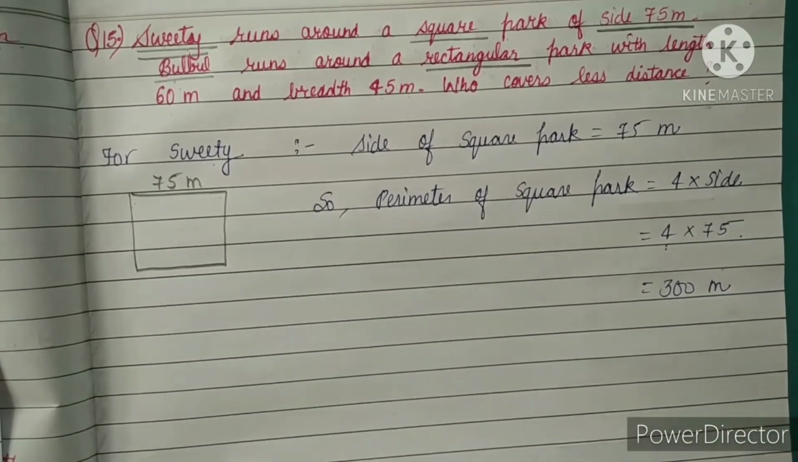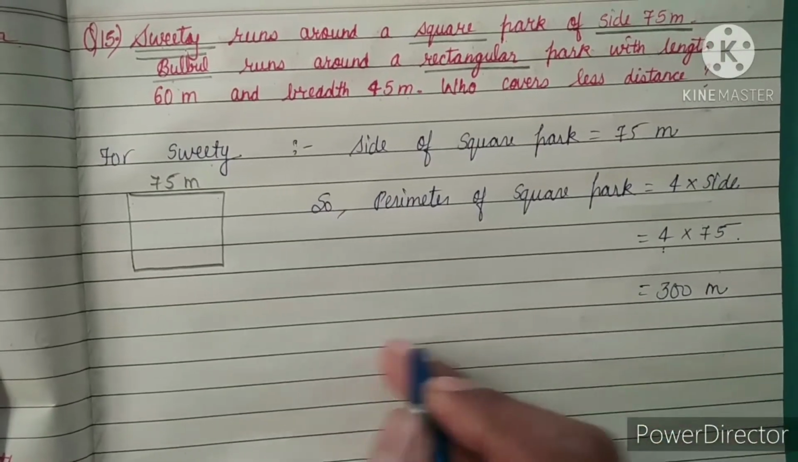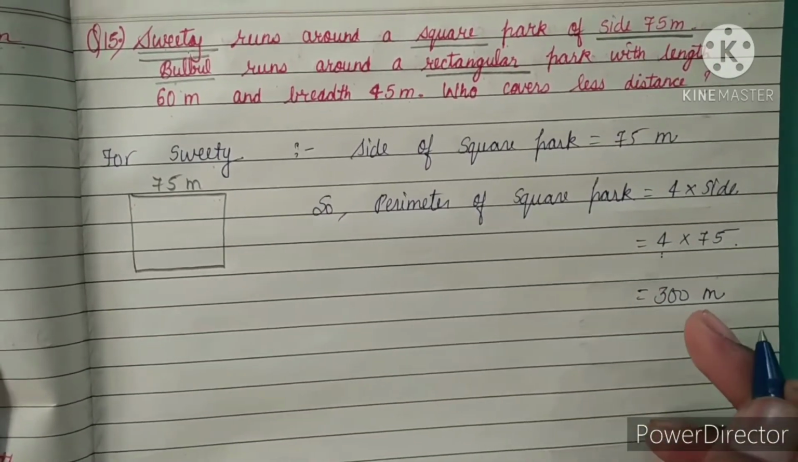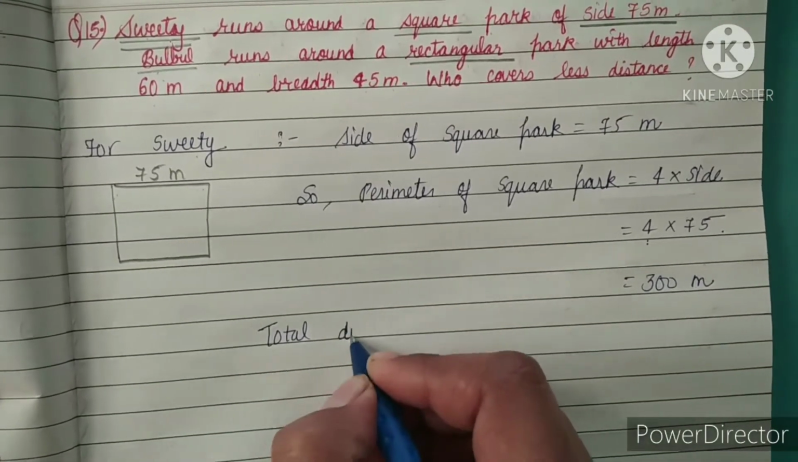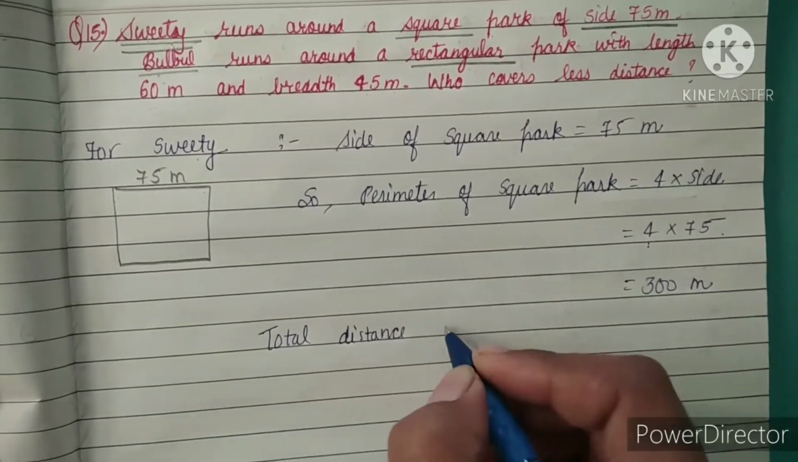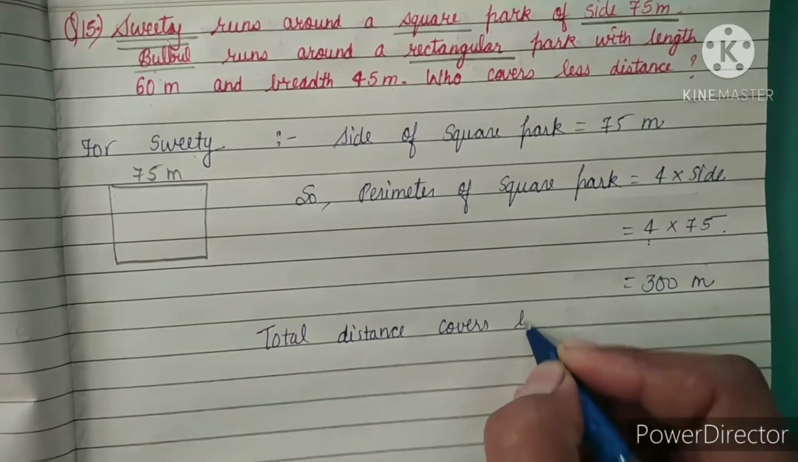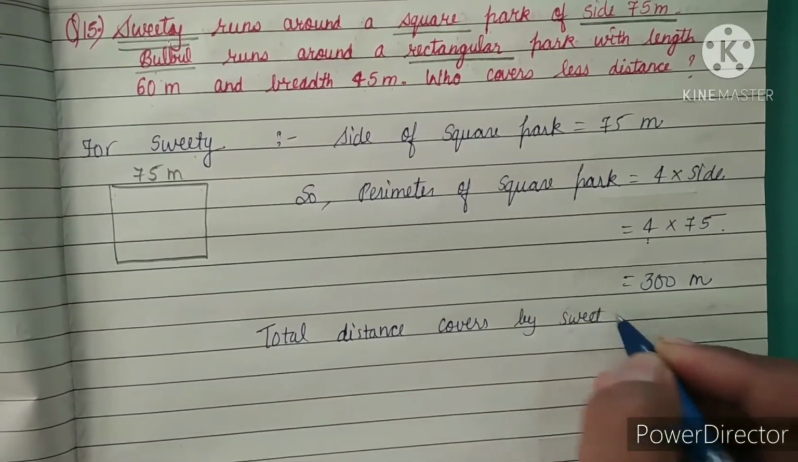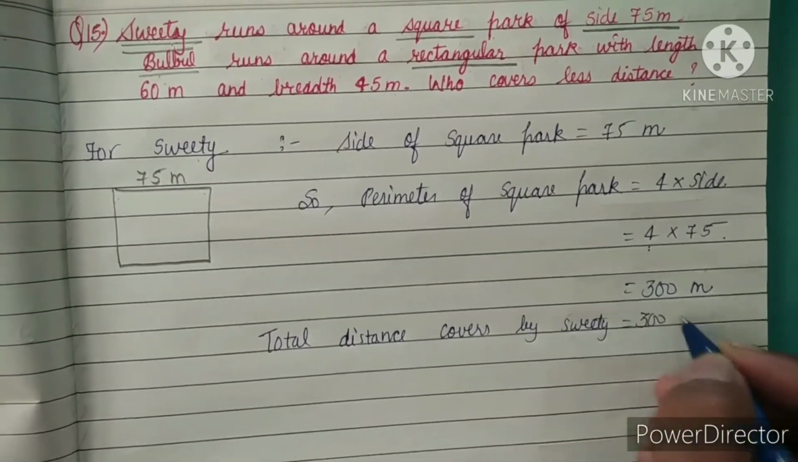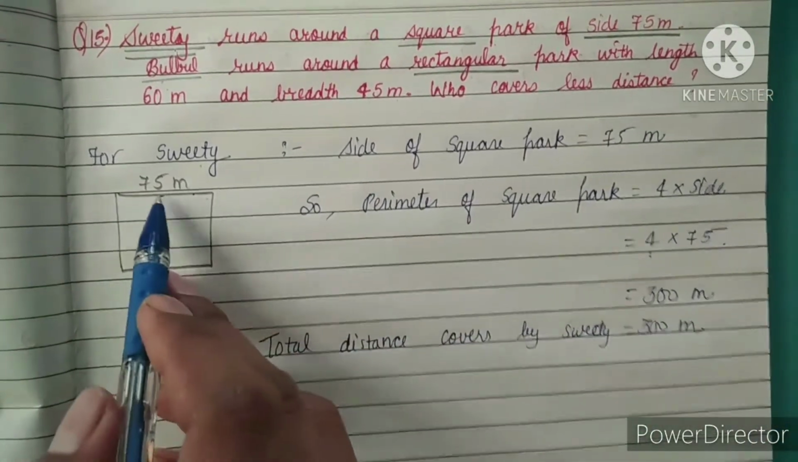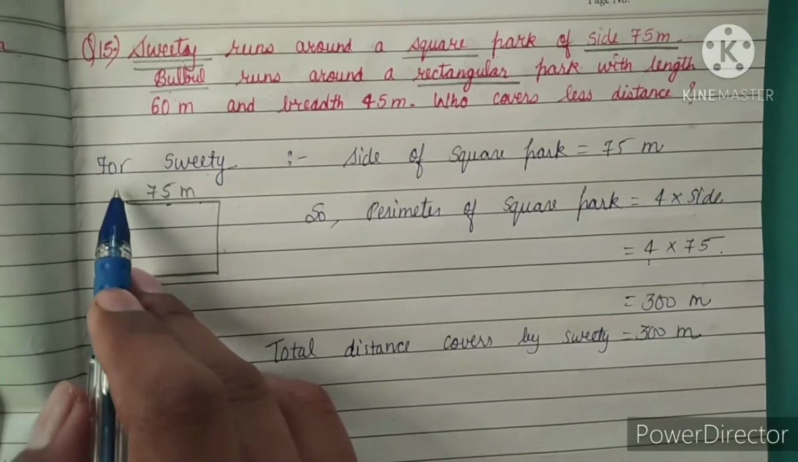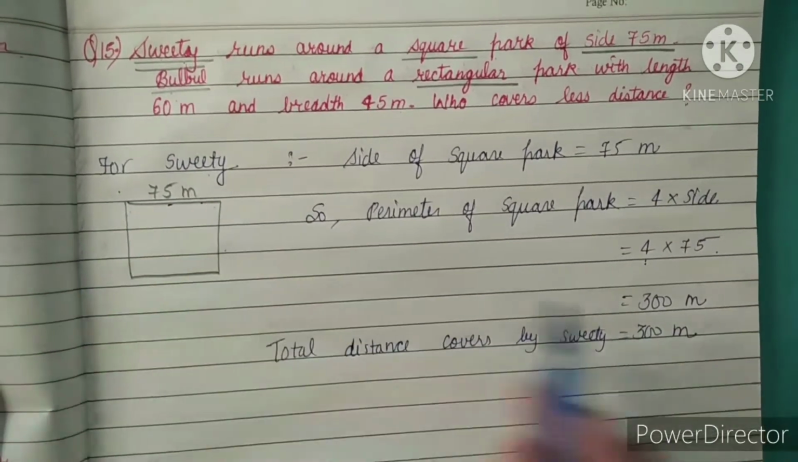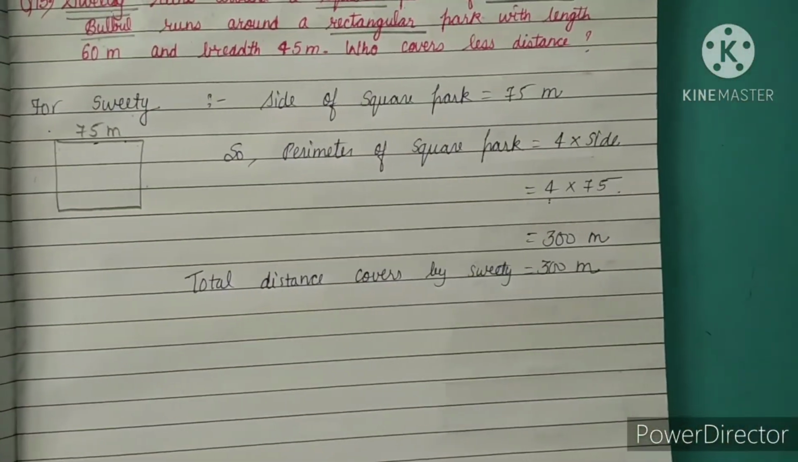Now this is the distance covered by Sweetie. So the total distance covered by Sweetie is 300 meter, because 75 is here, 75 is here, 75 is here, and 75 is here. From the starting point she covered 300 meter.